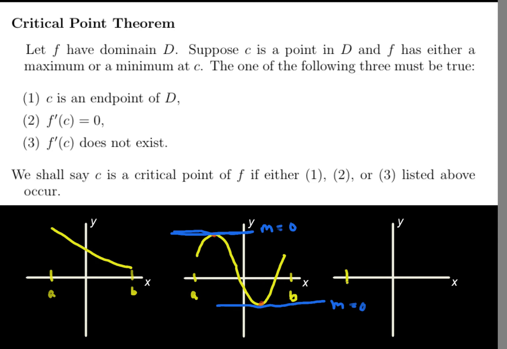And then the third case would be where maybe the derivative doesn't exist. Again, let's look at our endpoints, a and b, and kind of like the last graph, but we'll put some hard angles.